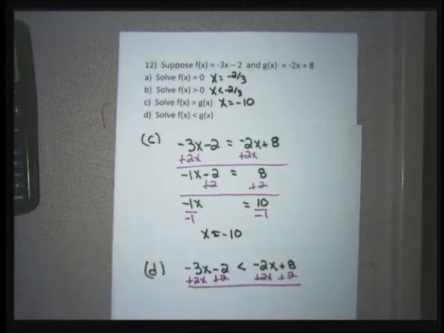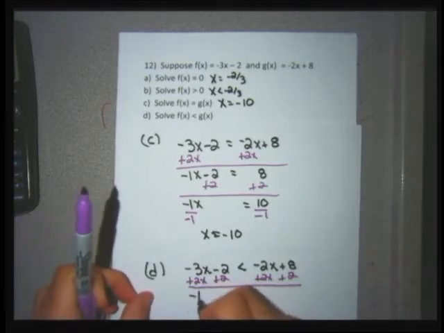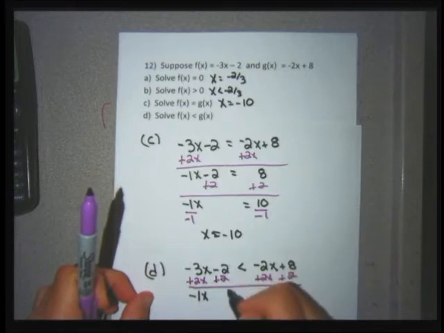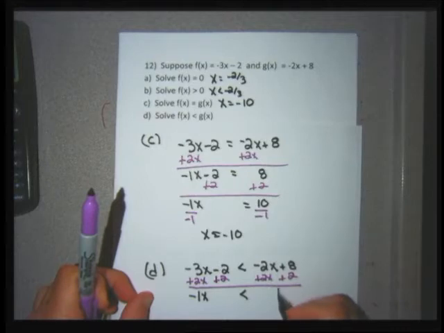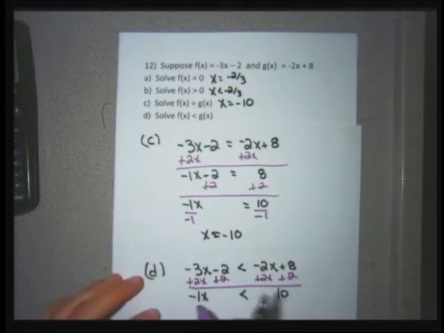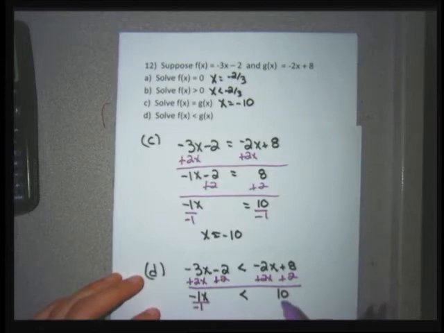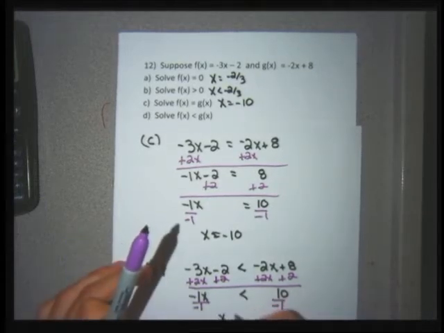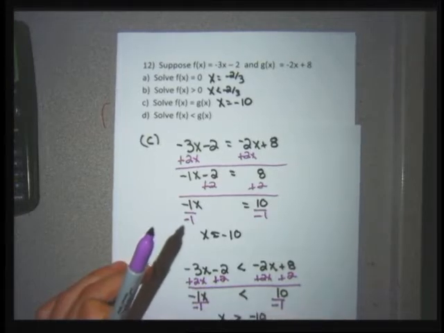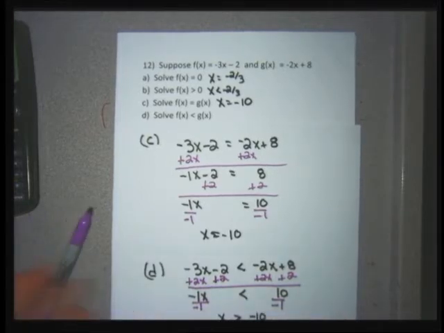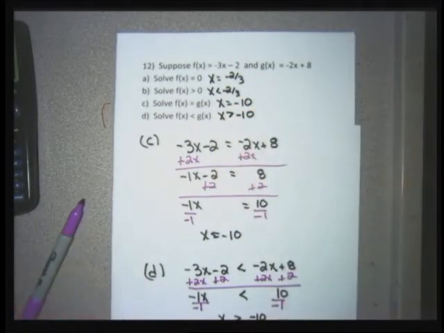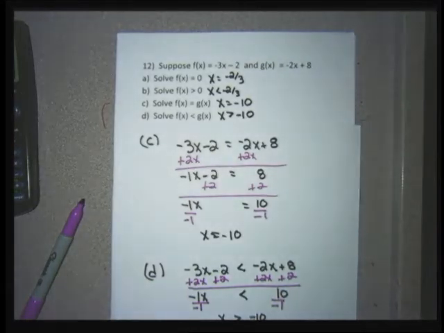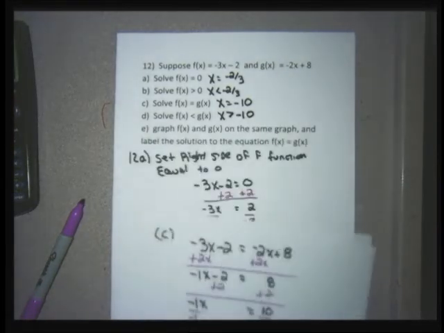When I do that, adding 2x to the left side gives me a negative 1x. Adding 2 to the left side cancels out the 2. On the right side, adding 2x cancels out the 2x, and adding 2 gives me a 10. Just like in part B, when you divide by a negative to solve for an inequality, you have to switch the direction of the inequality sign. The answer to part D is going to be x is greater than negative 10. Okay, so that's a chunk of everything, but not everything.